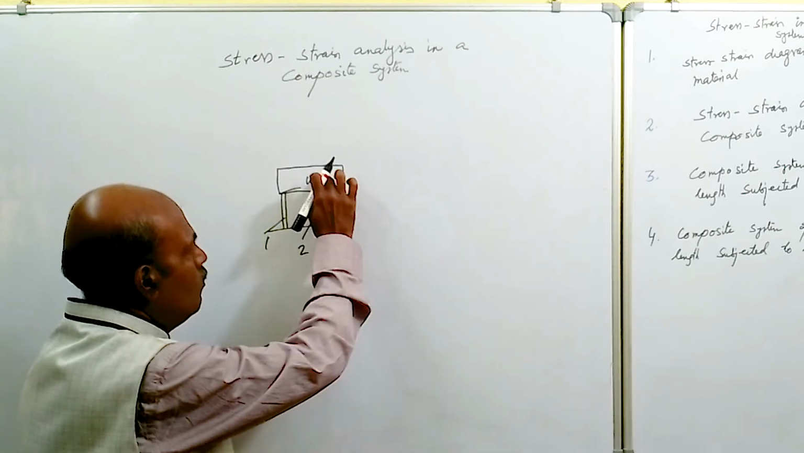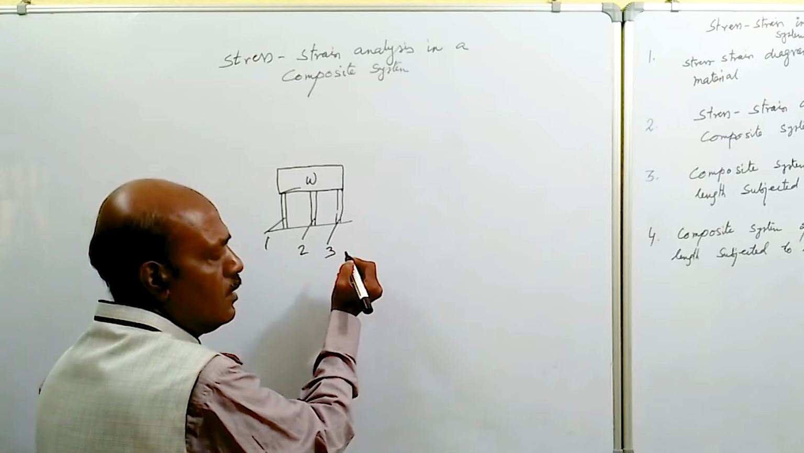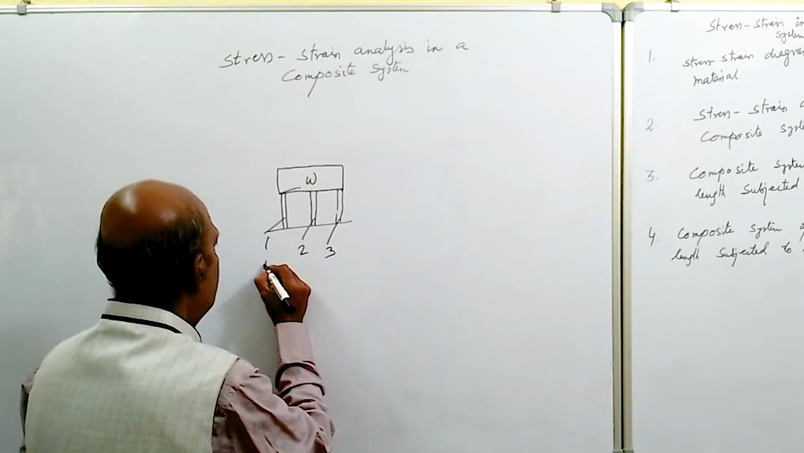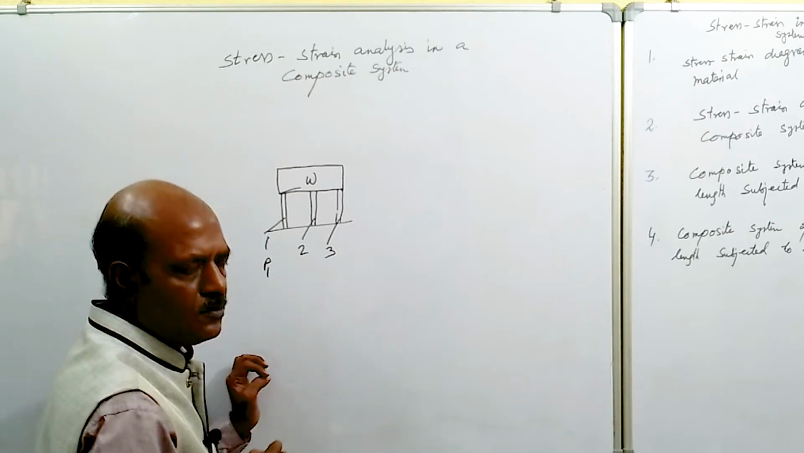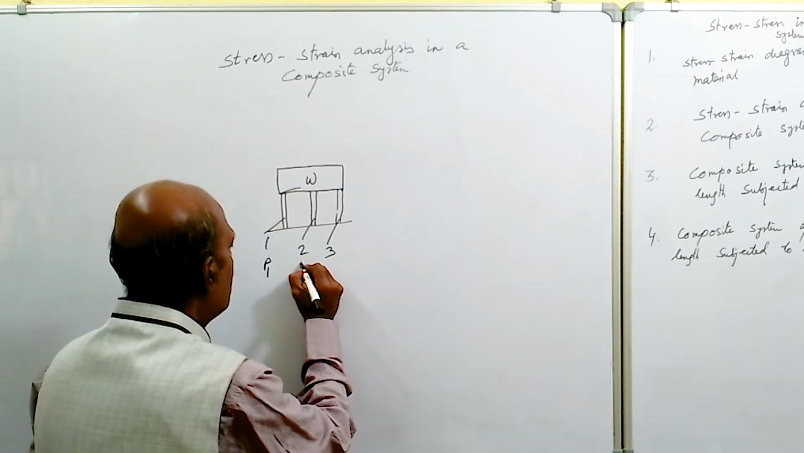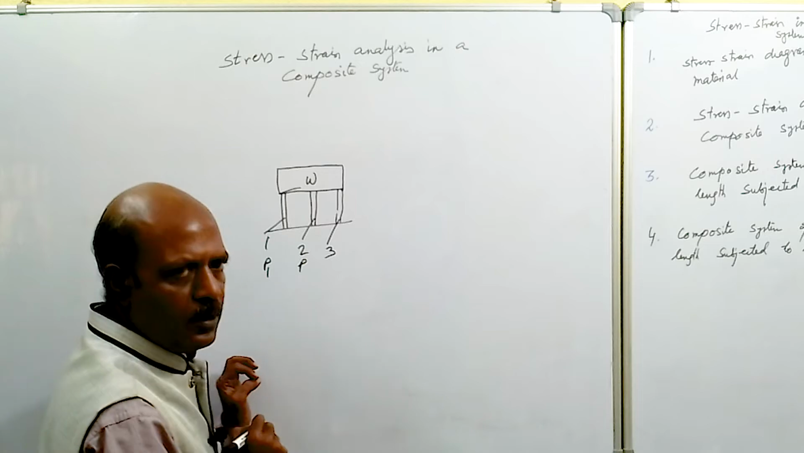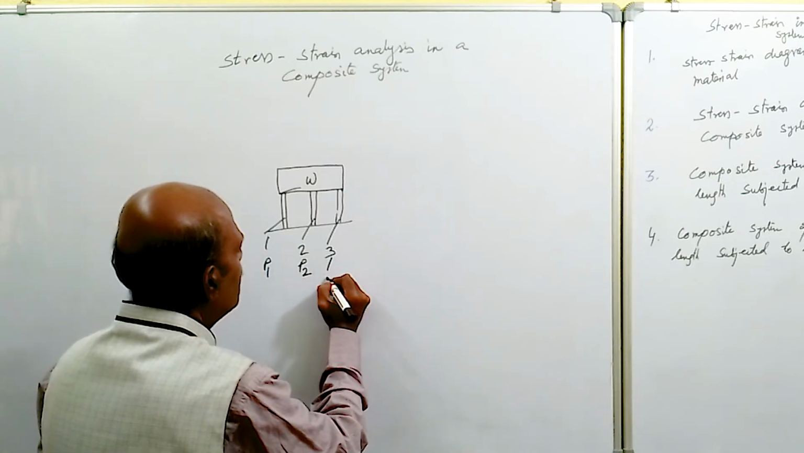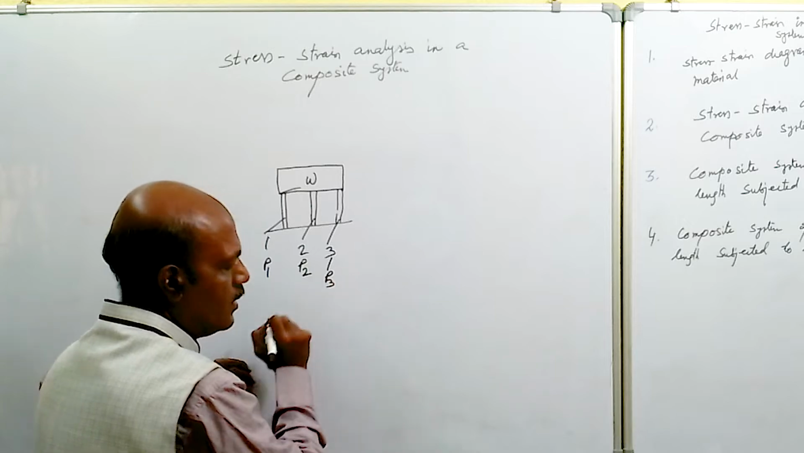So now the load W is shared by three members, that is 1, 2 and 3. Say P1 is the load taken by the first member, P2 is the load taken by the second member, and P3 is the load taken by the third member.